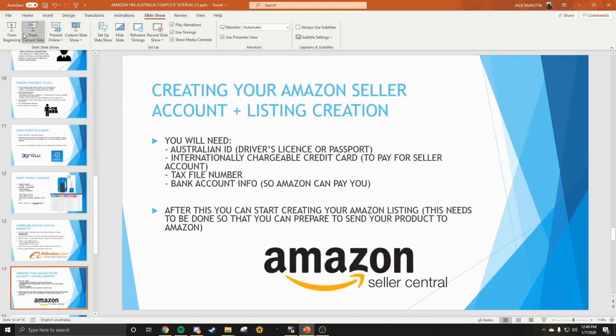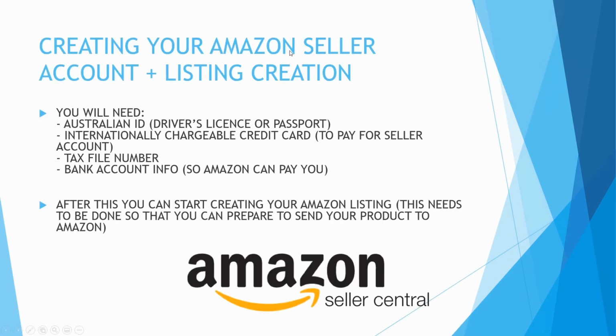So next thing, after you've contacted suppliers, at this point in time you're going to be looking at potentially buying a product and getting it sent to the Amazon warehouse. So what you want to look at is creating your Amazon seller account and your listing creation. You will need an Australian ID, which is a driver's license or passport. And by the way, if you want to verify these details, you can check this out on the Amazon site as well.